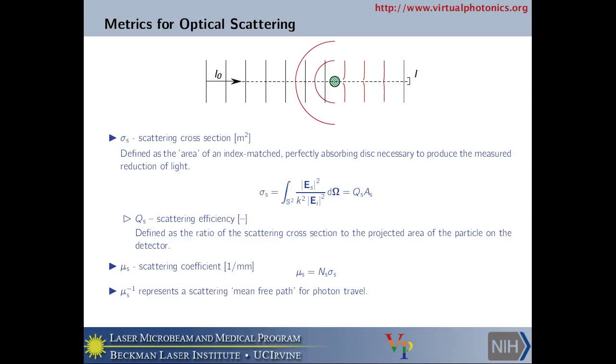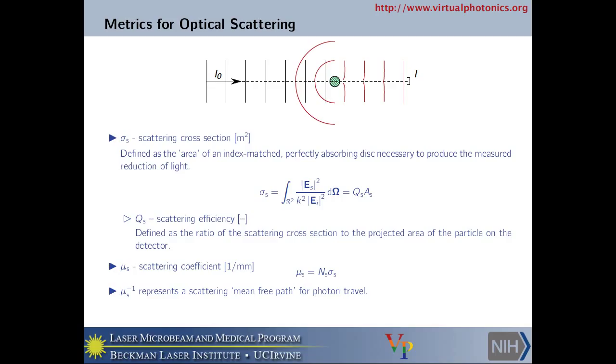And so that's what we do here: we look at the ratio of the power, which is linked to the intensity, which is linked to the square of the electric field of the scattered wave over the incident wave. That's the reduction of light. You have to actually look at this over all angles. It's not just in the collimated direction.